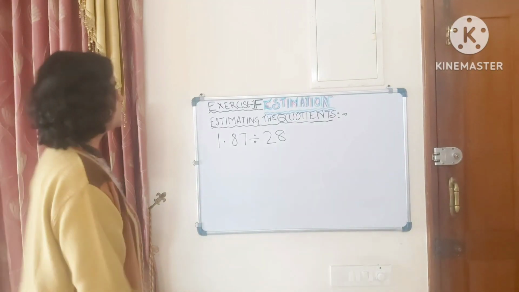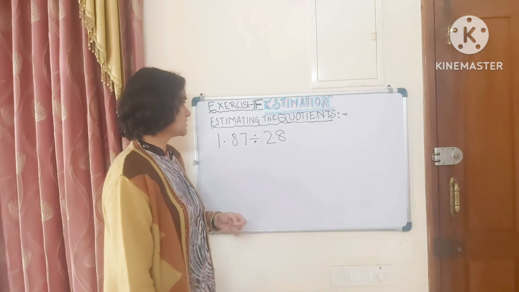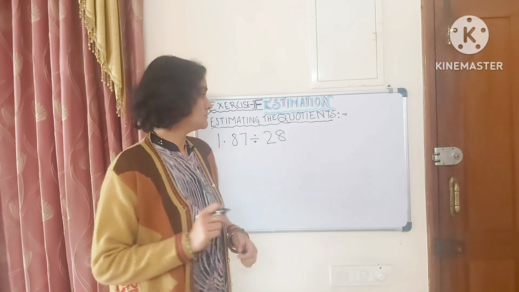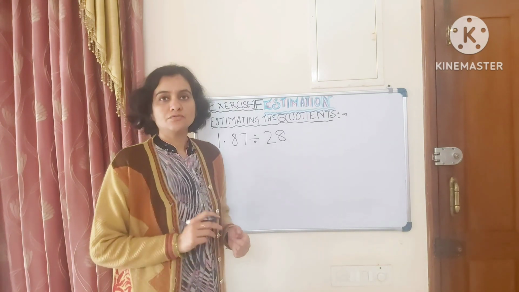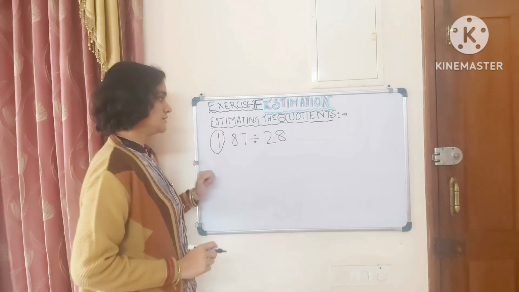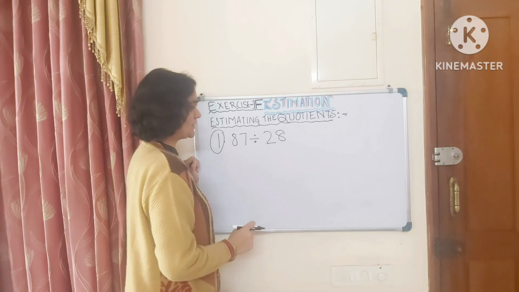So we will come now to exercise 1F. Exercise 1F is asking us to estimate the quotients. Wherever the term quotient comes, there we need to do division, right? So question number 1, I am taking from R.S. Aggarwal exercise 1F, 87 divided by 28.